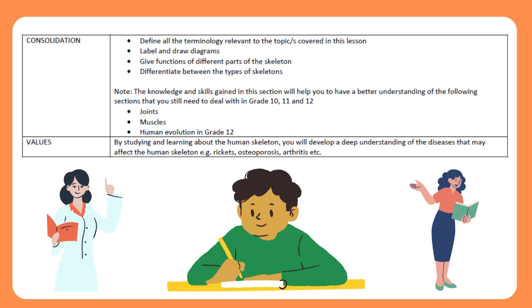Note, the knowledge and skills gained in this section will help you to have a better understanding of the following sections that you still need to deal with in grade 10, 11, and 12. Joints. Muscles. Human evolution in grade 12. Values. By studying and learning about the human skeleton, you will develop a deep understanding of the diseases that may affect the human skeleton, e.g. rickets, osteoporosis, arthritis, etc.